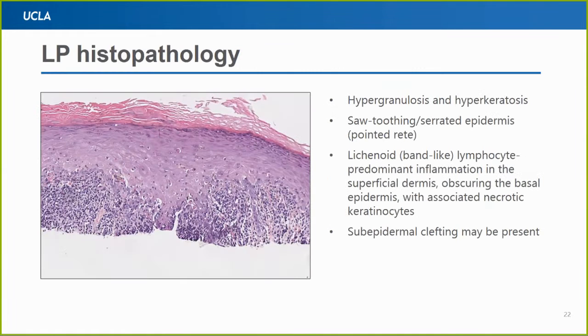The classic features of LP under the scope are hypergranulosis and hyperkeratosis with sawtoothing, with pointed rete ridges, and lichenoid band-like inflammation that obscures the basal epidermis, and it would be lymphocyte predominant. And you would see associated necrotic keratinocytes due to this interface activity. Subepidermal clefting, as you can see in the early phase here, may be present.